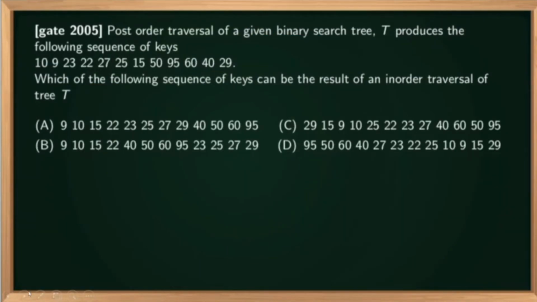I will give you 20 seconds to answer this question. Okay, so all are getting the answer because we know that in a binary search tree, the in-order traversal is going to get a sorted order. So choice A is correct.